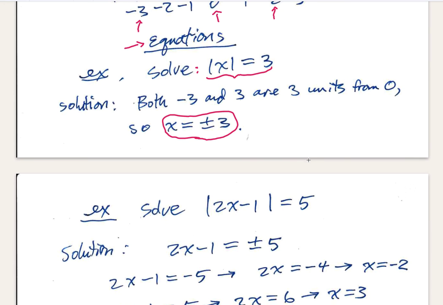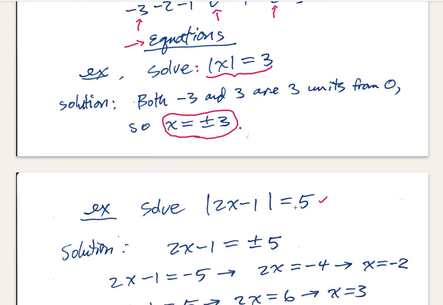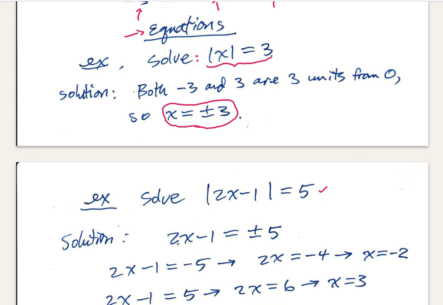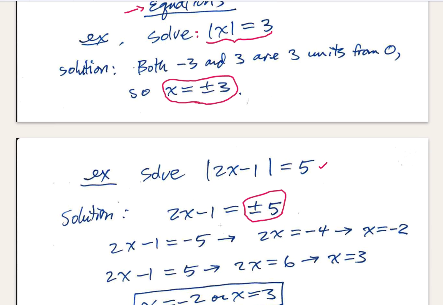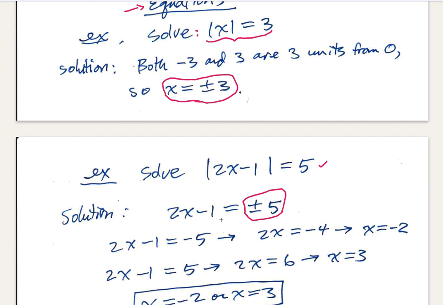Okay, let's look at a little more complicated equation involving absolute value. The absolute value of 2x minus 1 is 5. Now the first thing I'm going to do is note that the value 2x minus 1 must be plus or minus 5. This should be clear from the previous example, where essentially I'm just replacing 3 by 5 and x by 2x minus 1, and there we go. So there are actually 2 equations here.